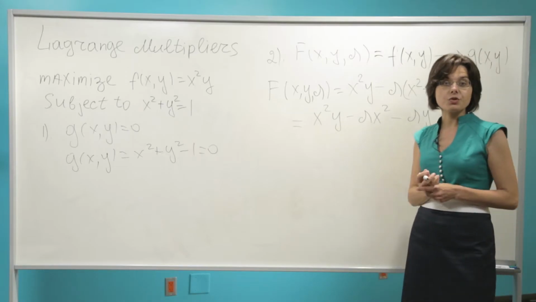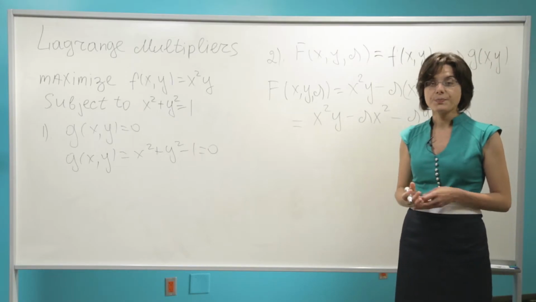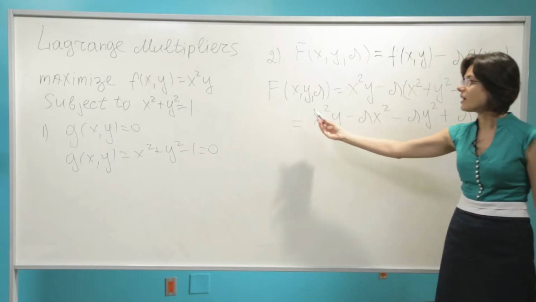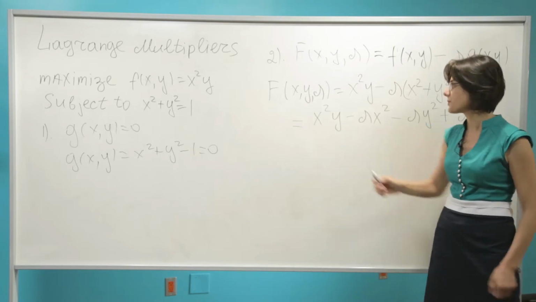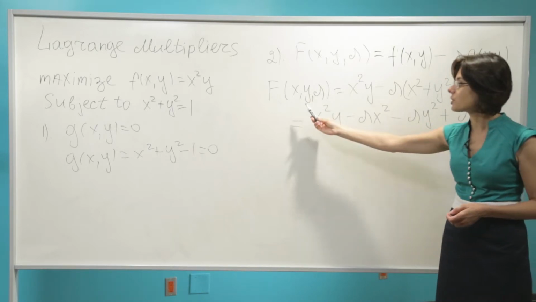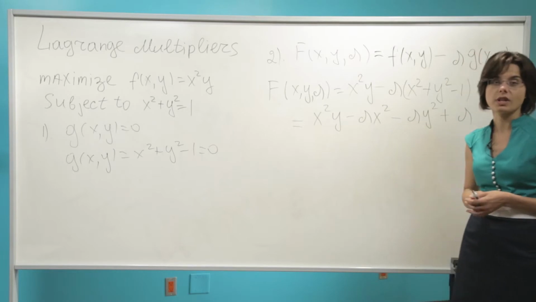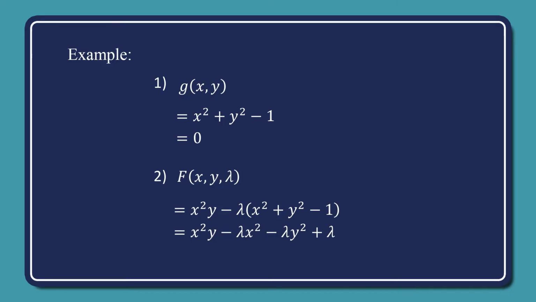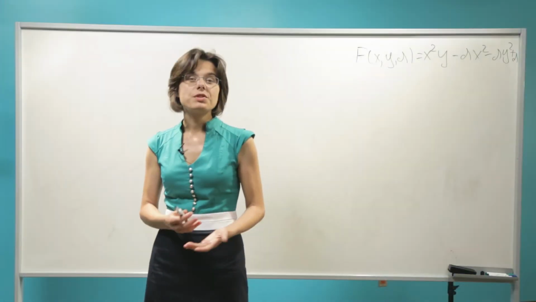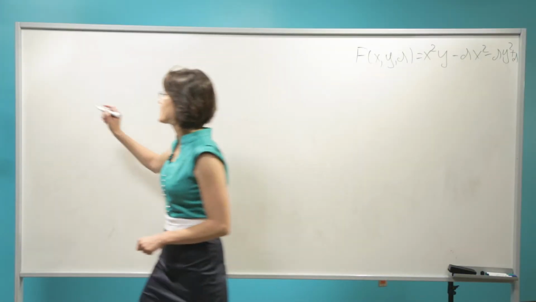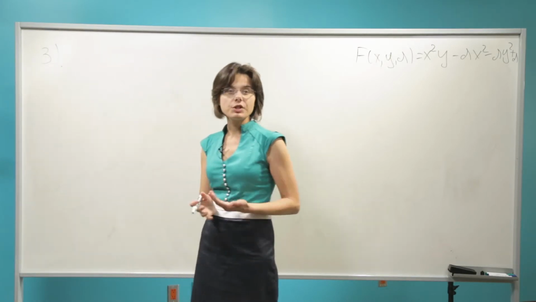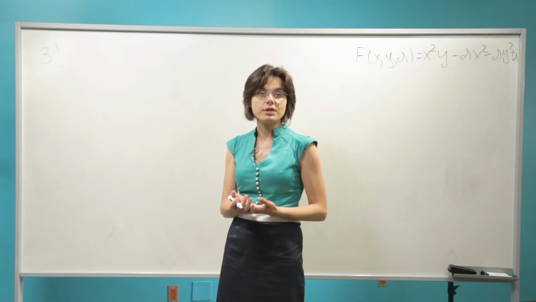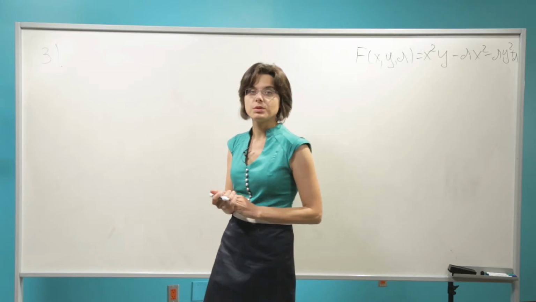The next step is to find the derivatives of this function. We have three derivatives because we have three different variables. This is a function of three variables, so we have to find the derivative of this function over x, over y, and over lambda. Now we have to differentiate our Lagrange function. So step 3 is to find the derivatives of the function. Since the function has three different variables, we have to differentiate it three times, once over each variable.